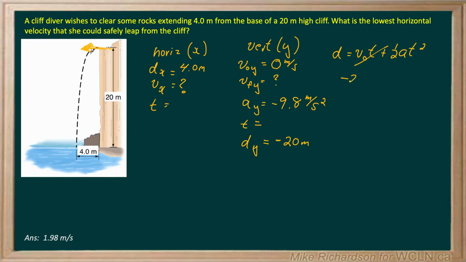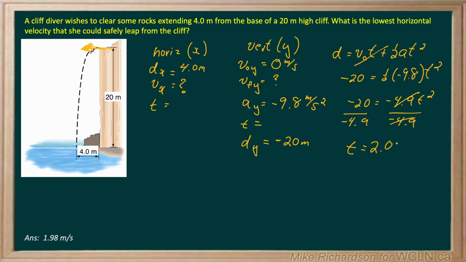My vertical displacement is negative 20 equals 1/2 negative 9.8 meters per second squared times t squared. Now I can get rid of the negatives. So on the left I get negative 20. 1/2 of negative 9.8 is negative 4.9 times t squared. Divide both sides by negative 4.9. And here's where I get rid of the negatives. And then take a square root. And at the end of the day, whatever 20 divided by 4.9, when I take the square root, I end up getting a time to hit the water to be 2.02 seconds.